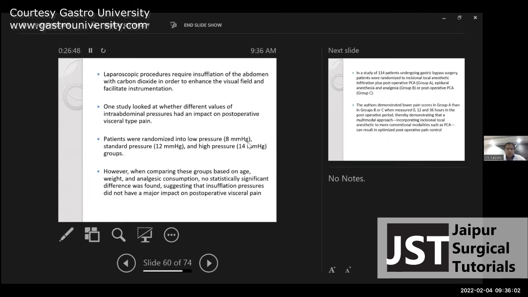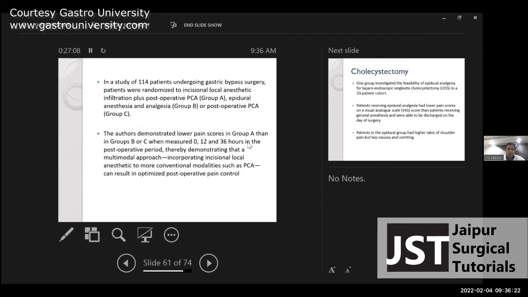Laparoscopic procedures require insufflation of the abdomen with CO2. One study has looked at different values of intra-abdominal pressures, and when compared, it has shown that the intra-abdominal pressure has no impact on post-operative pain. Whether you give 8, 12, or 14, it will not contribute to post-operative pain.